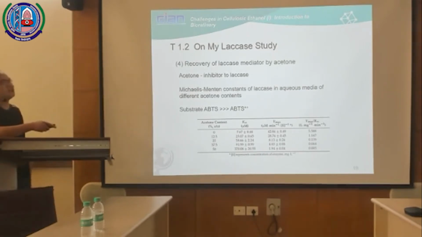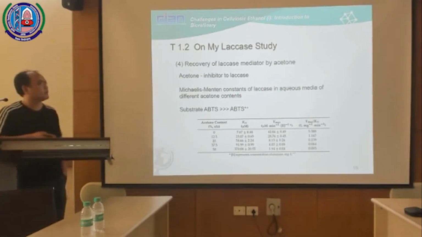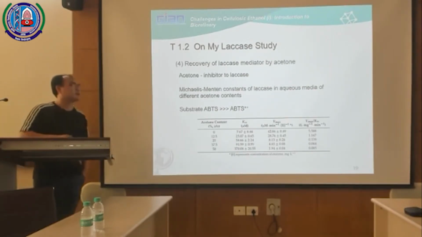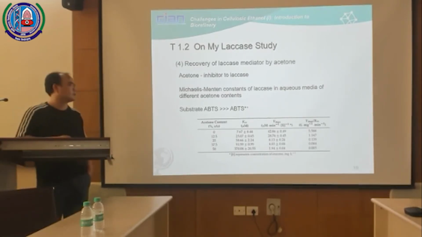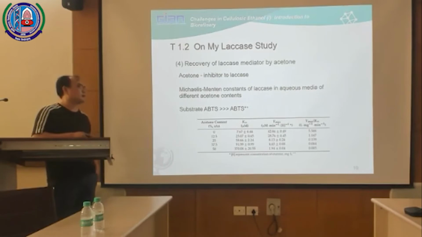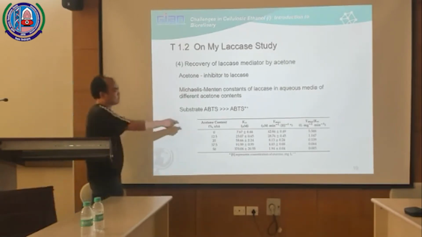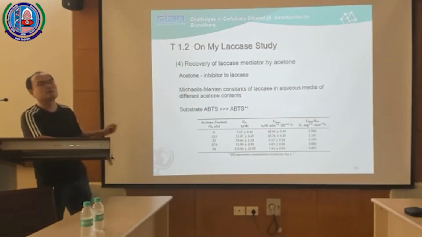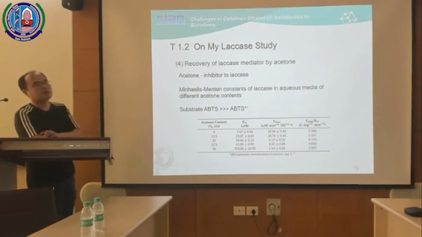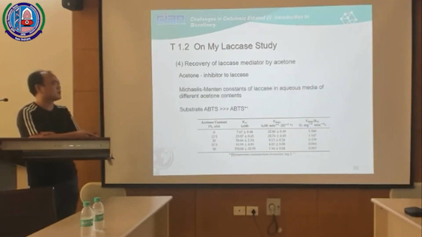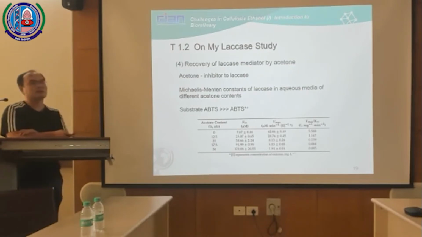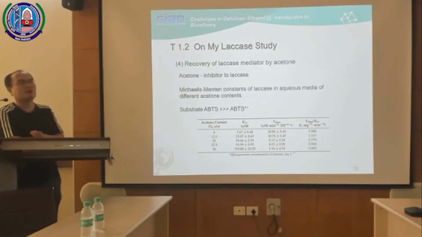Also, we tested the kinetic constants in aqueous solutions of different acetone contents. The substrate we used is ABTS. The original form of ABTS is very light in color, almost no color. But after oxidation, it turned to dark blue. It is a cation radical, and it has a positive charge.